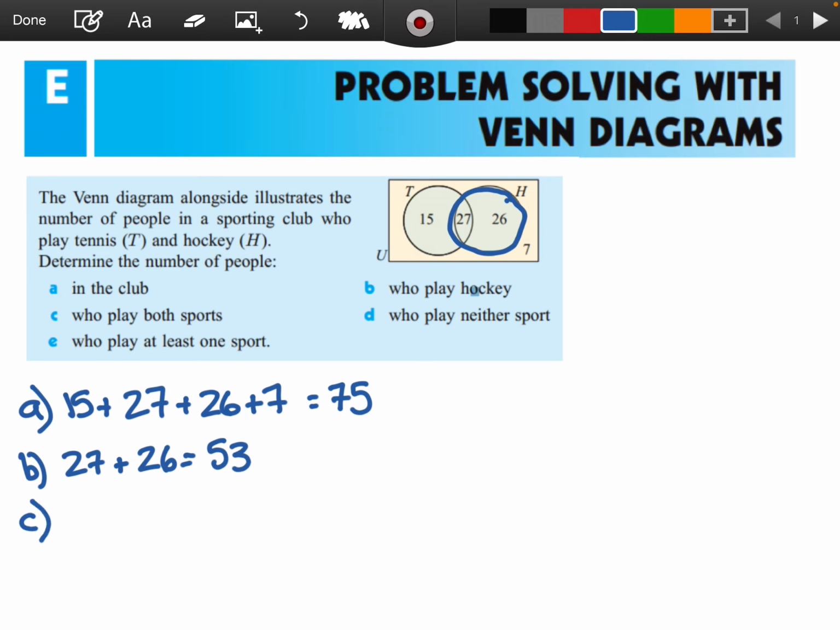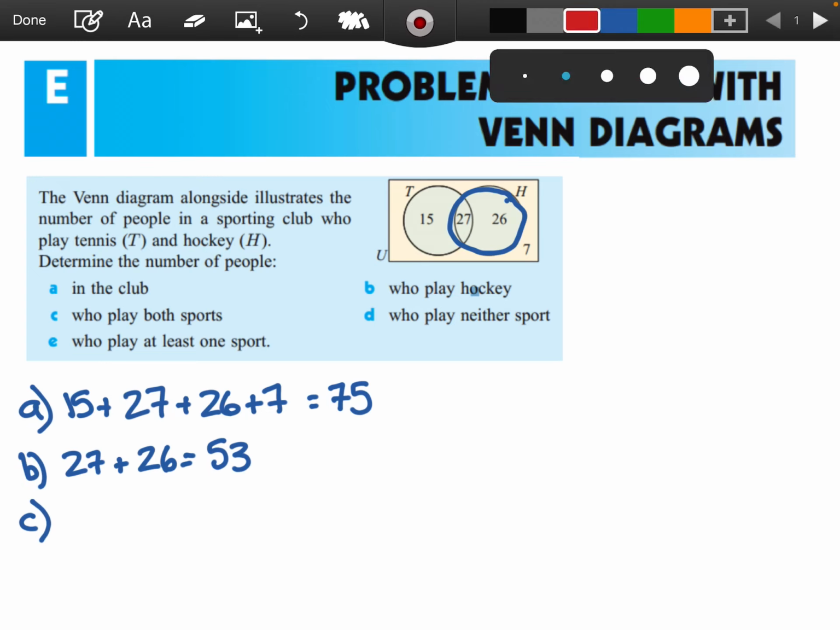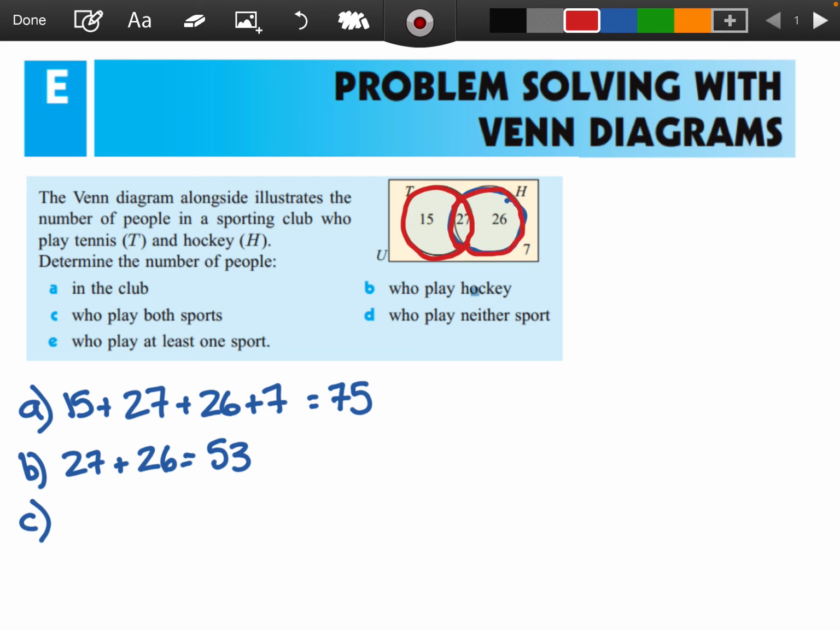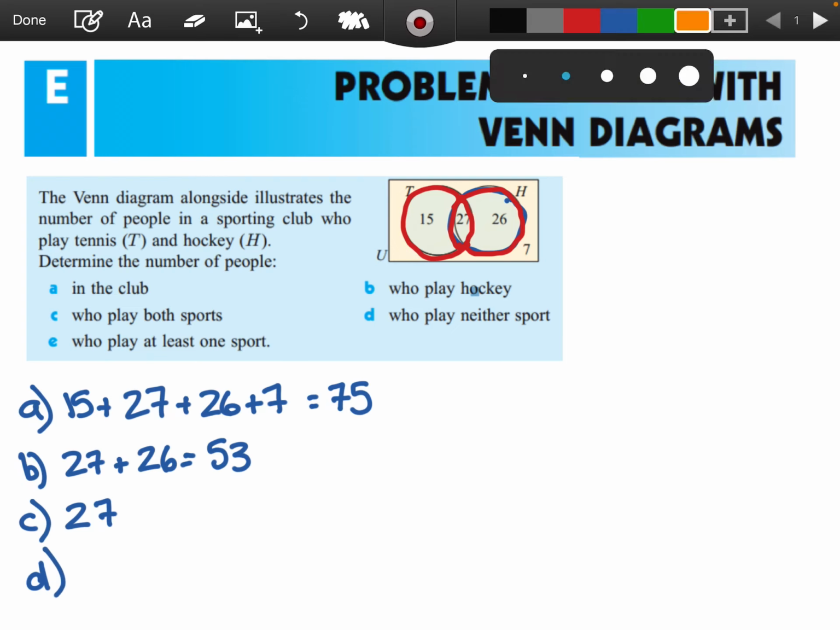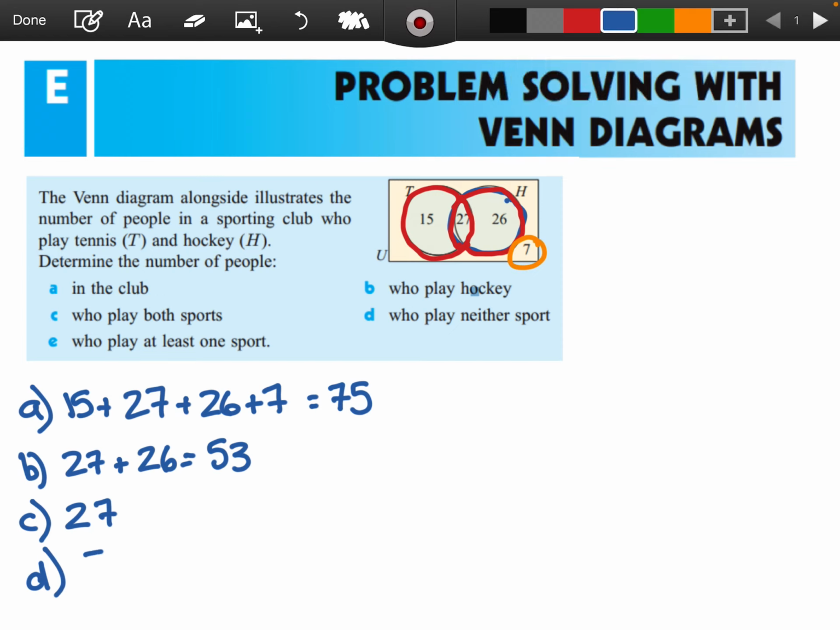Part C. Determine the number of people who play both sports. So to play both sports, you must be in the middle, because you have to be inside this tennis circle, but you also have to be inside the hockey circle. So only the 27 people that are in the very center of the Venn diagram play both sports. D, the number of people who play neither sport. So neither sport exists outside of the circles, because if you play a sport, you're going to be in the circle. If you don't play a sport, you're outside the circle. So that leaves us with 7 people who play neither sport.